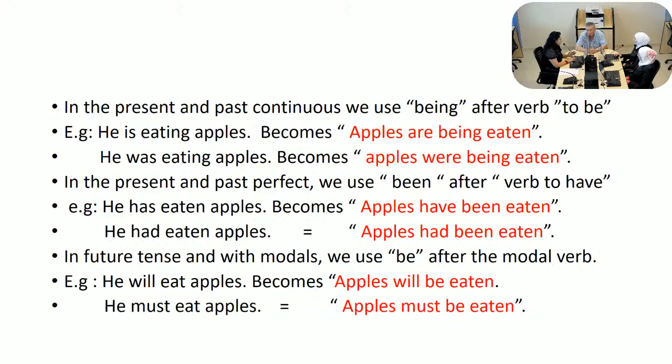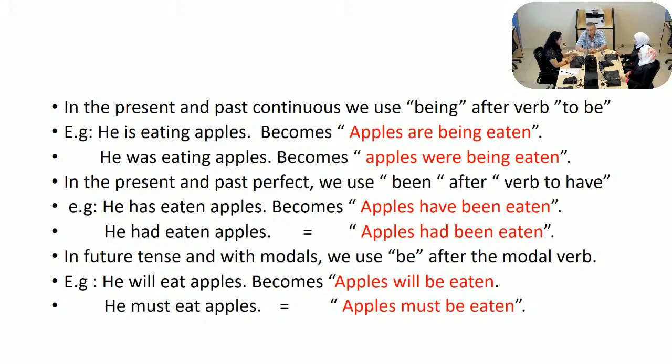With the present and past perfect, again, we use the main verb in the past participle and a verb to be in the form been, because here we are talking about the perfect. He has eaten apples becomes apples have been eaten. He had eaten apples, apples had been eaten.